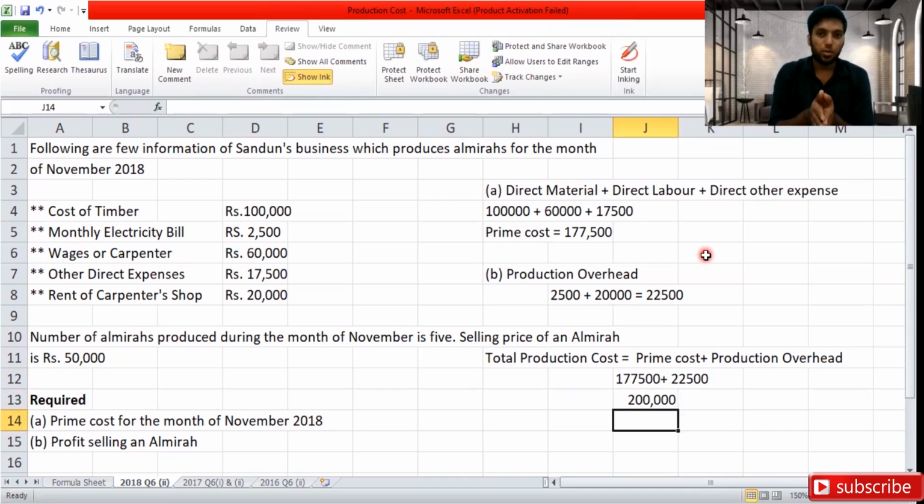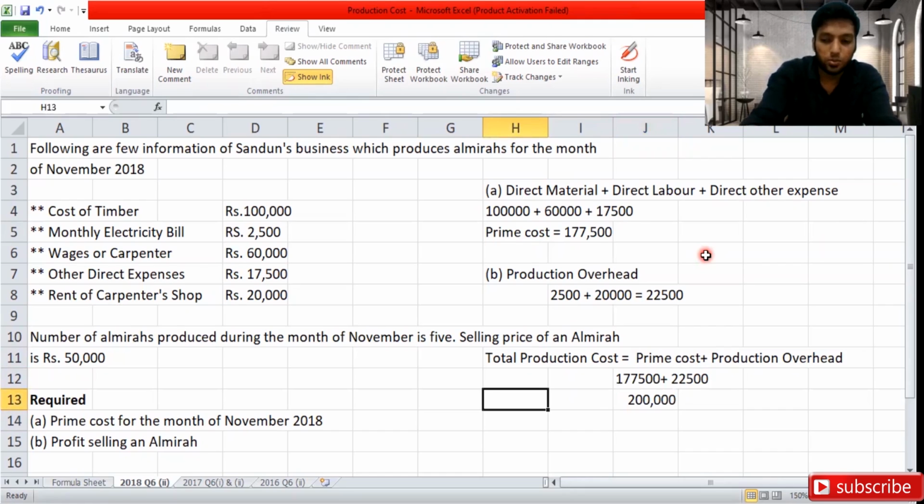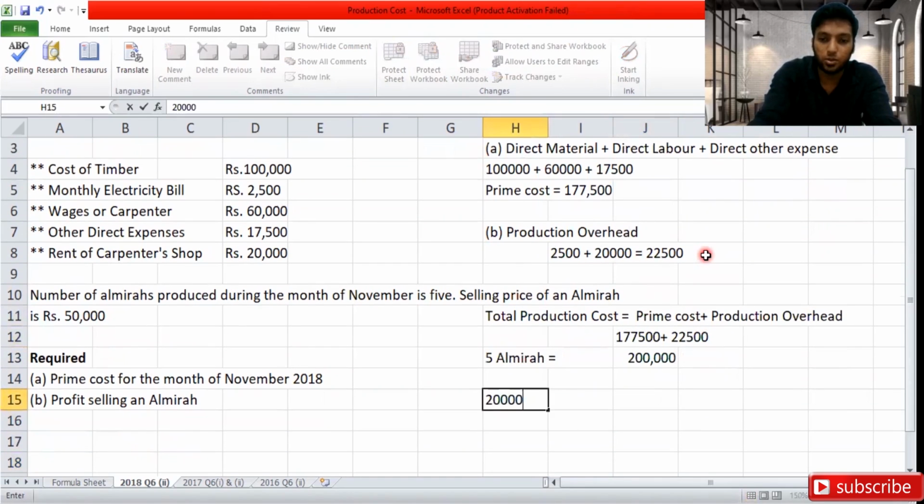Now we have found the total production cost. What we need to understand is that we need to find out the actual cost of one almirah. So now this is 5 almirahs. The cost of these 5 almirahs they are given as 400,000. I'm going to find one almirah's cost. 400,000, I'll divide by 5 to get one almirah's cost. So the cost per unit might be 200,000 divided by 5, which is 40,000.